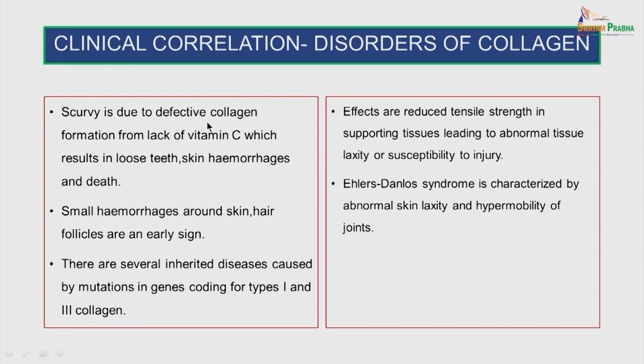The disorders of collagen. Scurvy is due to defective collagen formation from lack of vitamin C, which results in loose teeth, skin hemorrhages and death. Small hemorrhages around the skin hair follicles are an early sign. There are several inherited diseases caused by mutations in genes coding for type 1 and 3 collagen. The effects are reduced tensile strength in supporting tissues, leading to abnormal tissue laxity or susceptibility to injury. Ehlers-Danlos syndrome is characterized by abnormal skin laxity and hypermobility of joints.